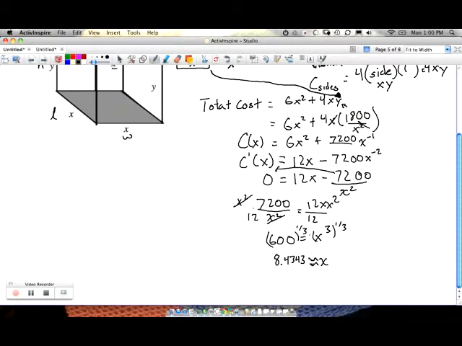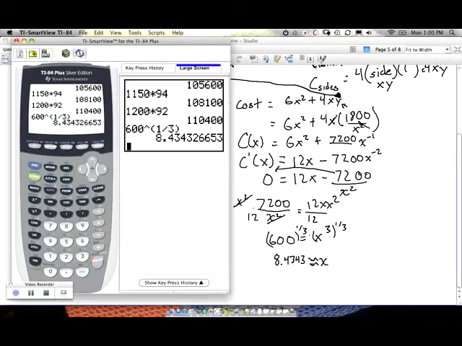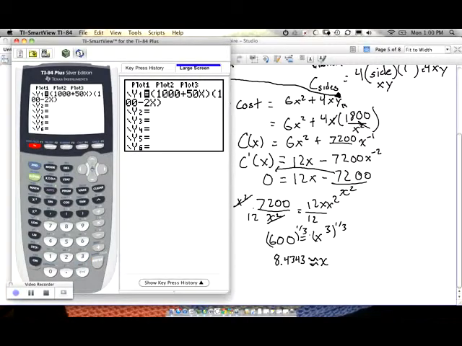This is x times, so this is the c of x. That's what we want to plug in. Let's do that into our calculator here. So we go to our y equals, and we'll clear this piece. We're going to have 6x squared plus 7200 divided by x.